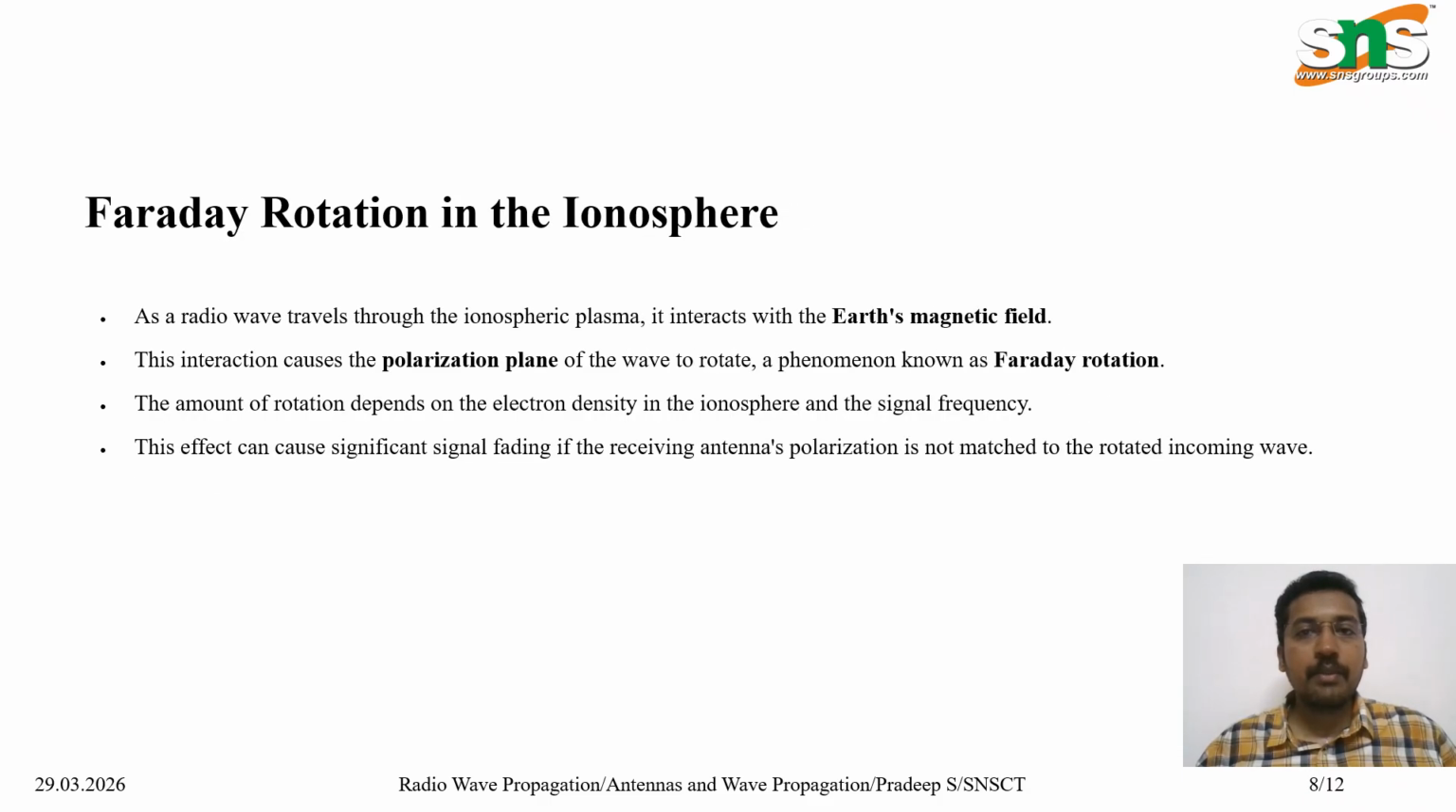Faraday rotation in the ionosphere. As radio waves pass through the ionosphere, they interact with the Earth's magnetic field. This interaction causes the polarization of the wave to rotate, a phenomenon known as Faraday rotation. The amount of rotation depends on factors like electron density and signal frequency. If the receiving antenna is not aligned with this rotated polarization, it can lead to signal fading and reduced communication quality.